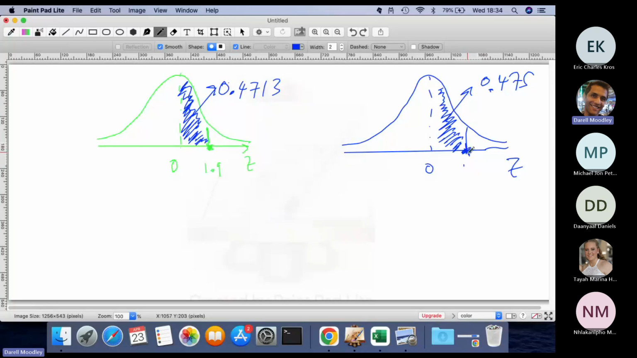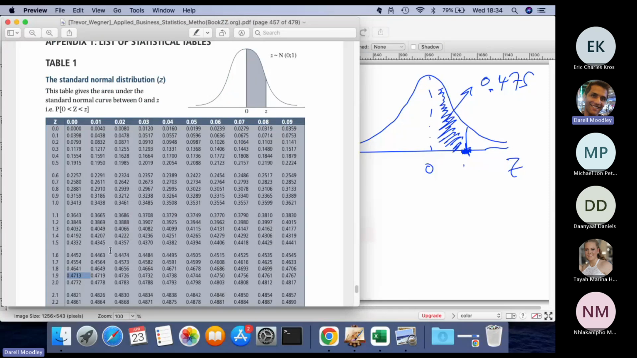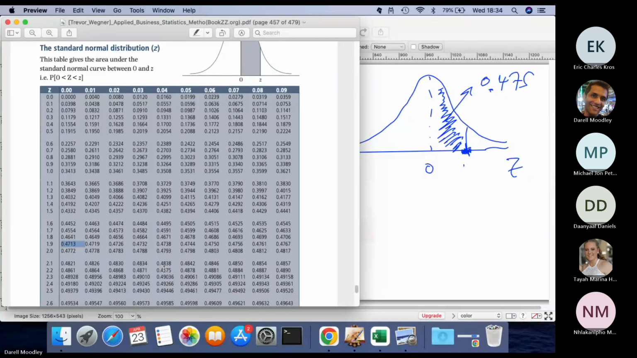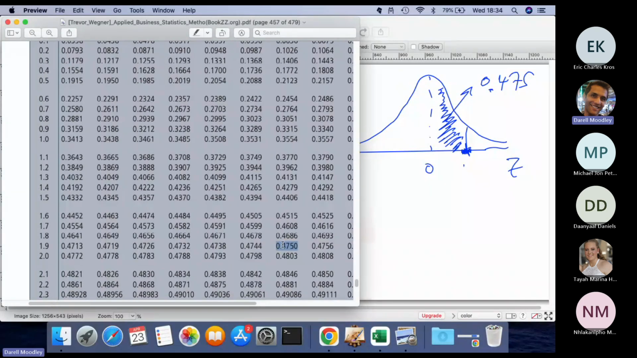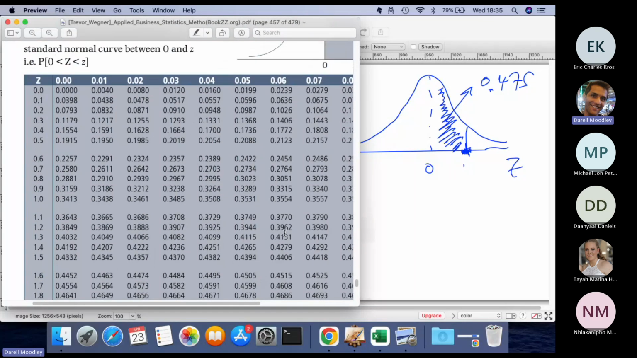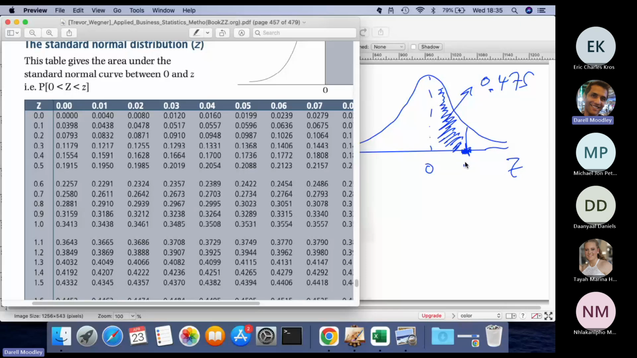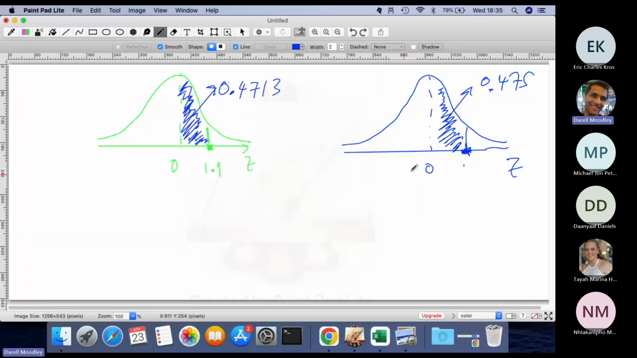So what is the Z value that corresponds to that? We go to our table. We look for where the area is 0.475, which is here. There it is. I'll make this a bit larger. So there's 0.475, and that corresponds to a Z value of 1.9, and the column is 6, 1.96. So in other words, that Z value is 1.96.